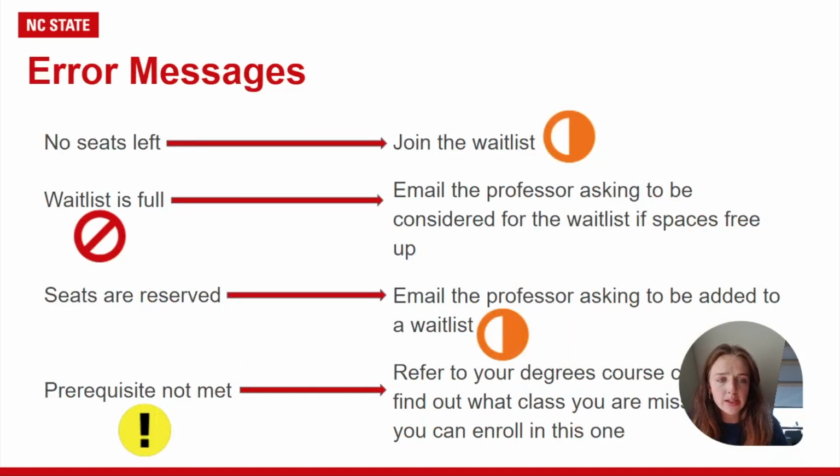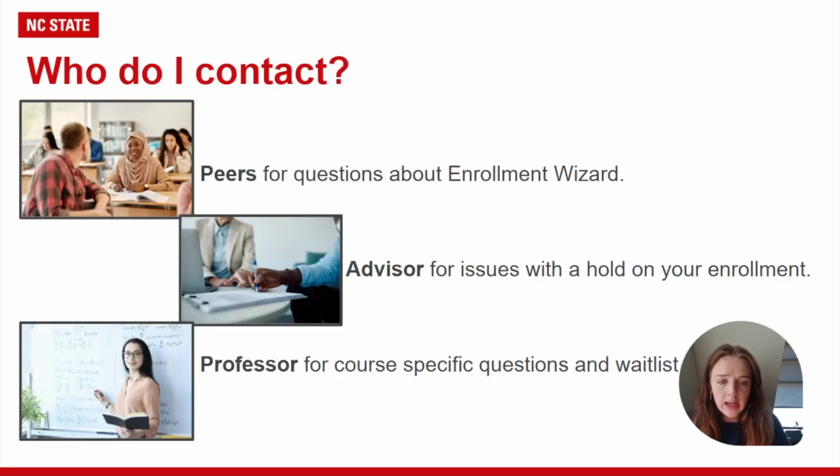Sometimes you'll get an error message when you try to enroll. If there are no seats left, join the waitlist. If the waitlist is full or seats are reserved, email the professor to ask if they can add you. And if it says prerequisites not met, double check your degree audit to see which requirement you're missing before you try again. If you still can't resolve the issue, reach out to your peers if it's in regards to how to use Enrollment Wizard, advisors if it has to do with a hold or degree issue, and professors for course-specific questions.